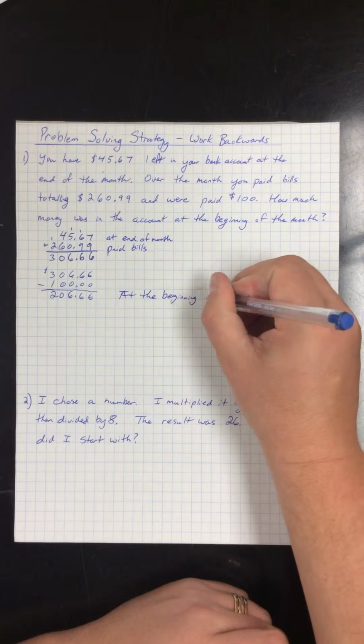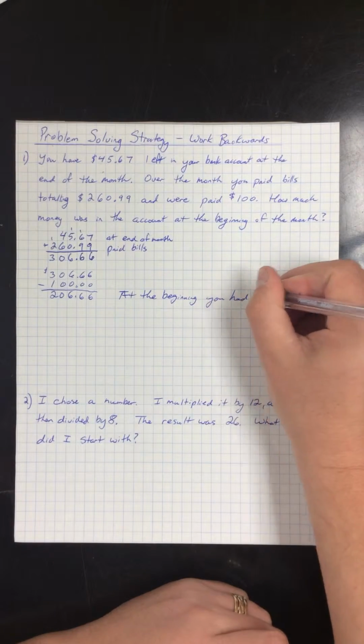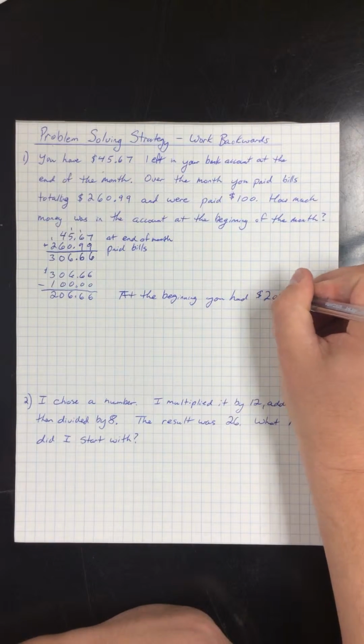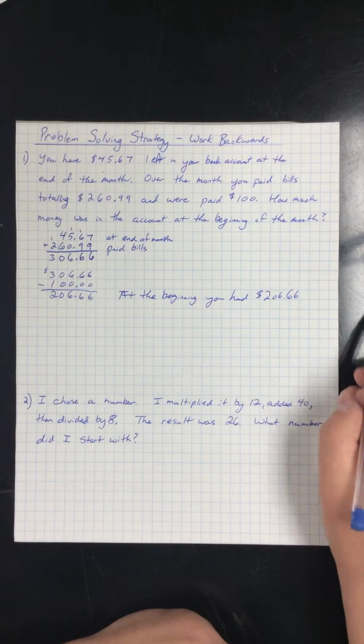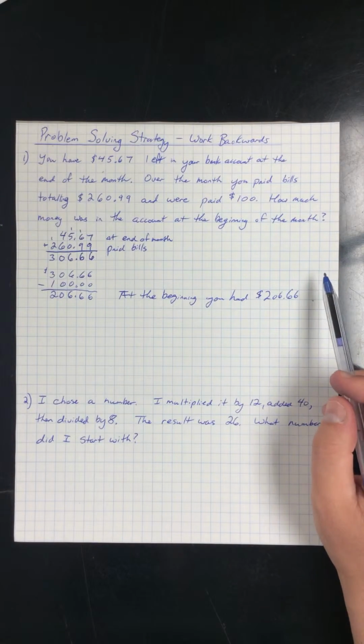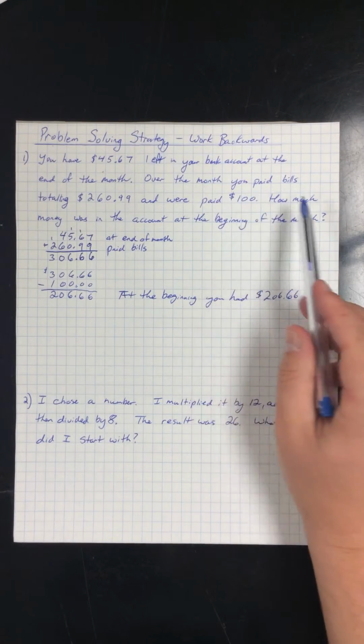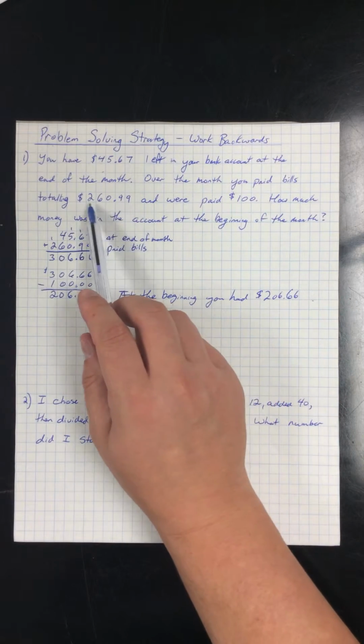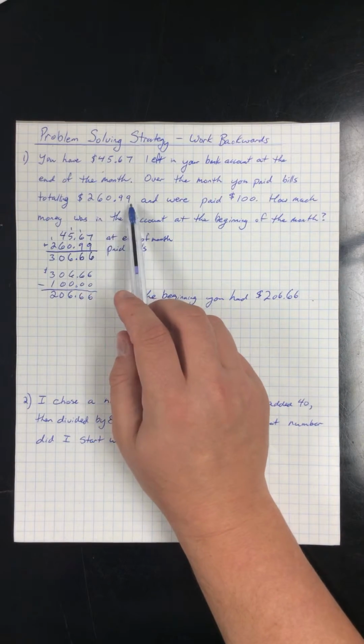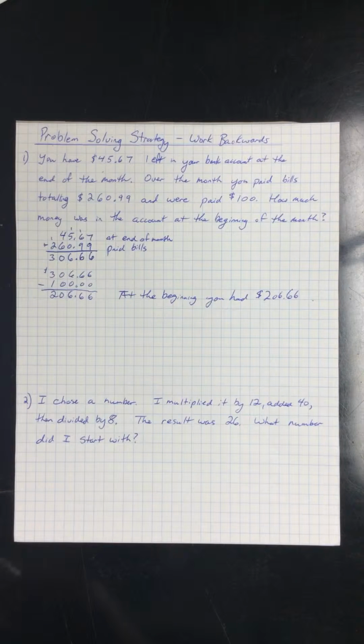you had $206.66 in your account, and over the month you're paid $100 more, but you paid out $260.99, leaving you with $45.67 at the end of the month.